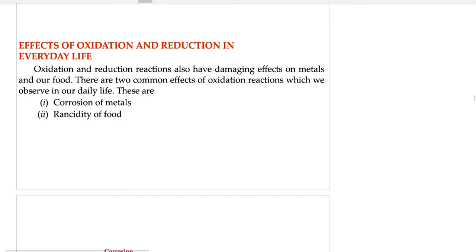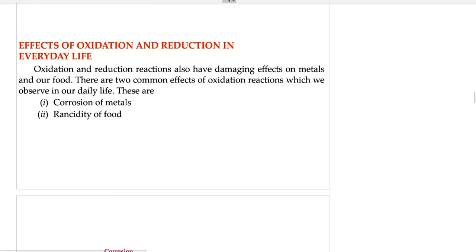Okay, effects of oxidation and reduction in everyday life. This is the last part. Let's finish it and the chapter will be over. Oxidation and reduction reactions also have damaging effects on metals and our food. There are two common effects of oxidation reactions which we observe in our daily life. These are corrosion of metals and rancidity of food.